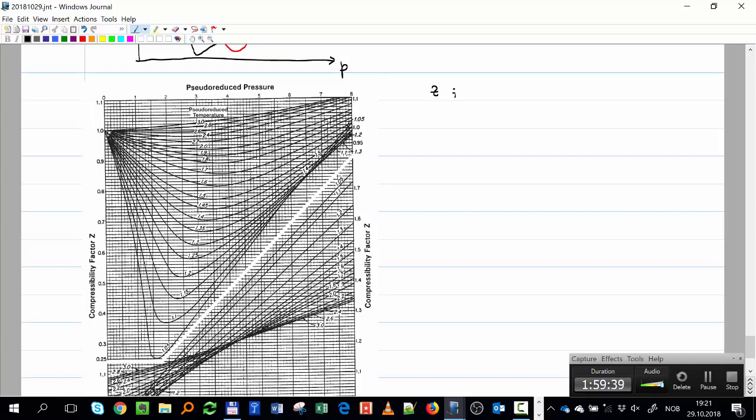Usually in production and in reservoir, Z goes typically in the range between 0.7 and maybe all the way to 1.8. So you can have a correction up to 80% above the value from the ideal gas law, and minus 30%.